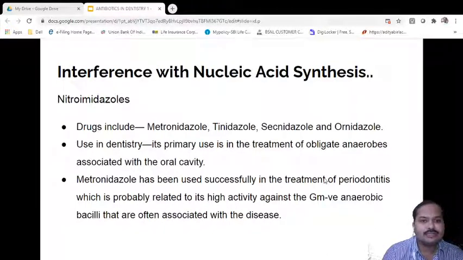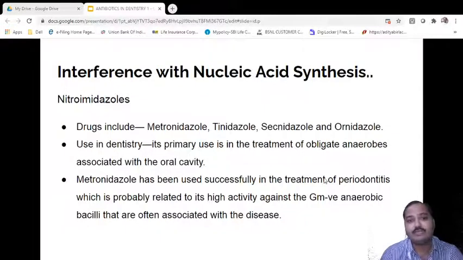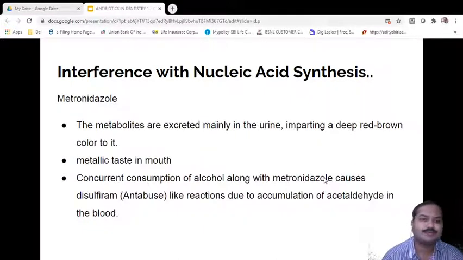So in dentistry, we give it for the treatment of obligate anaerobes, which cause infections of the periodontium in the sulcular depth, where mostly the anaerobic infections are present. We use the nitroimidazoles, which can be metronidazole, tinidazole, secnidazole, ornidazole. So they have been used for periodontal diseases with success.